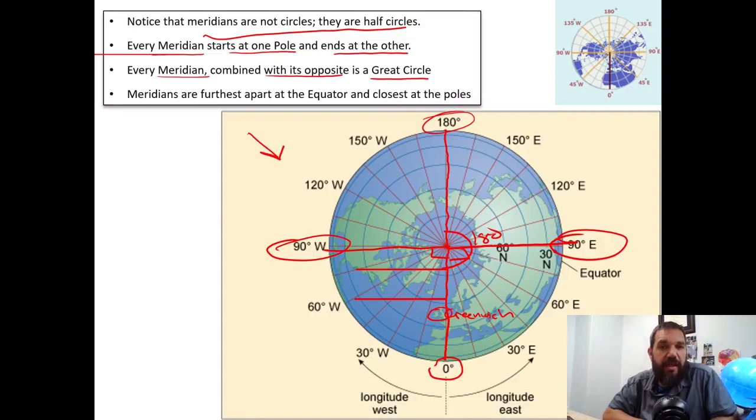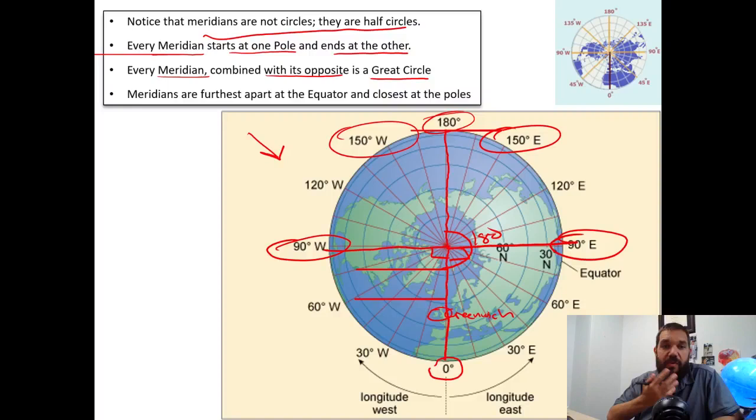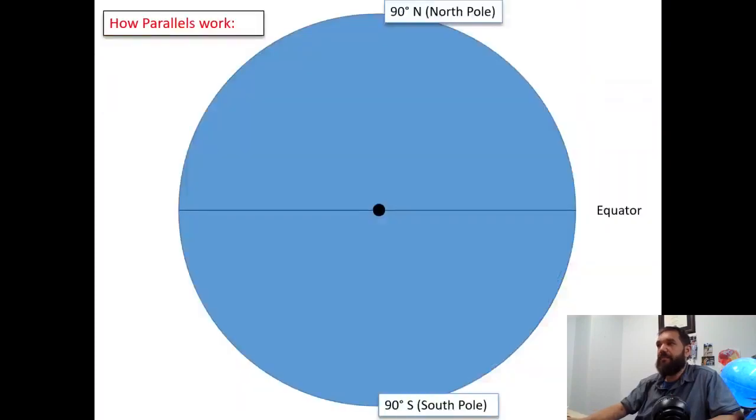Notice we don't say east or west when we talk about 180 because there's only one 180-degree meridian, okay? Everything else, like 150 degrees, you have to say whether it's east or west. See how there's a 150 east and a 150 west? You have to tell me if it's 150 west or 150 east because there are two of them, so you have to tell me which one you mean. You don't have to do that with 180, and you don't have to do that with the prime meridian because there's only one prime meridian, okay?